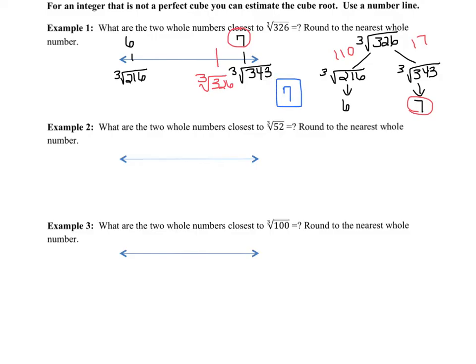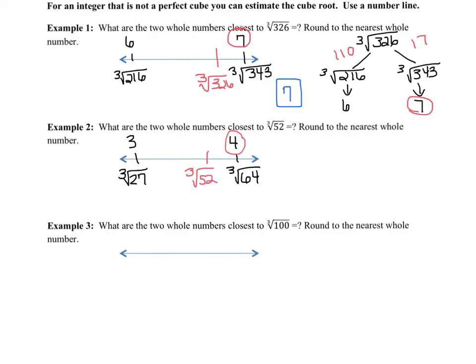Let's do the next example. What are the two whole numbers closest to the cube root of 52? Round to the nearest whole number. So the perfect cube before would be the cube root of 27, which equals 3. And the perfect cube after 52 would be the cube root of 64, which equals 4. So where would the cube root of 52 lie? Well, it would be closer to 64. Therefore, my answer would be 4.